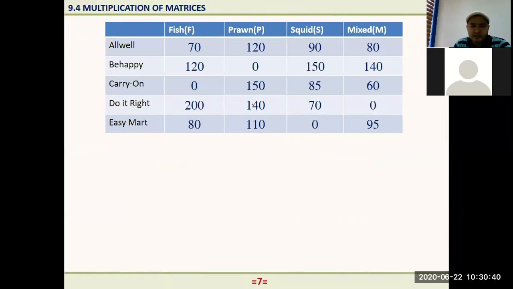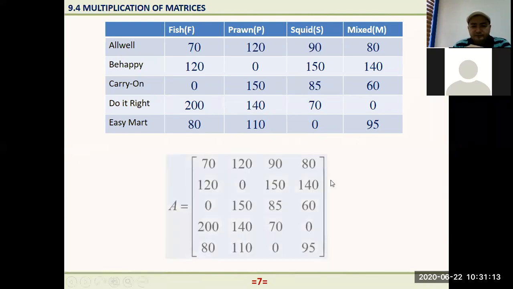Now, immediately I can see, Be Happy didn't receive any prawn OTA, right? Do It Right received mixed, none. And also Easy Mart received squid, none. Okay. And also from here, All Well, fish, 70, 120, 90, 80. As you see here, it is more organized and easy to understand. That's why in statistics, or if you're dealing with data, we have to present it in such a way that it is easy to understand. Okay. All right. That is what is given.